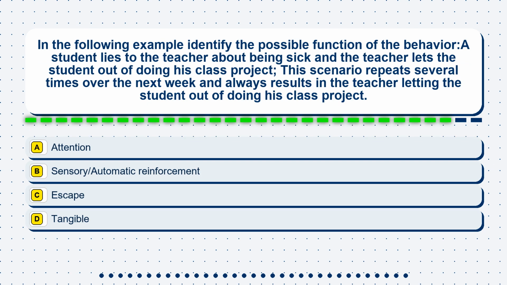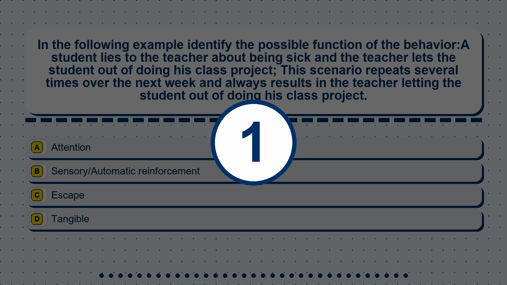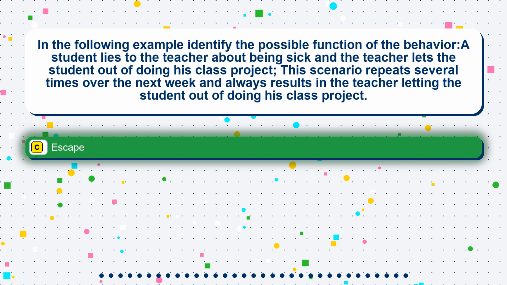Question 33. In the following example, identify the possible function of the behavior. A student lies to the teacher about being sick and the teacher lets the student out of doing his class project. This scenario repeats several times over the next week and always results in the teacher letting the student out of doing his class project. Option A, attention. Option B, sensory/automatic reinforcement. Option C, escape. Option D, tangible. The correct answer is Option C, escape.